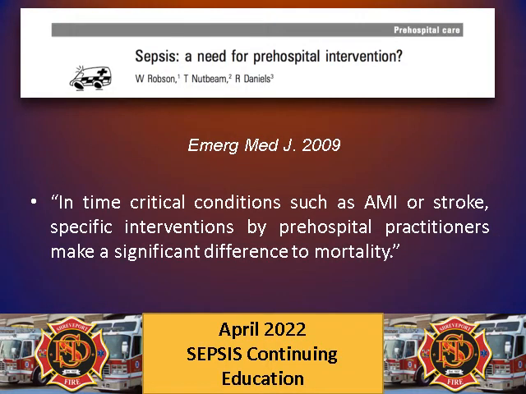So let's talk about some research here. There was a journal article written in 2009 in the Journal of Emergency Medicine, and it found that in time-critical conditions like strokes or heart attacks, pre-hospital providers make a significant difference to mortality. That was really the start.